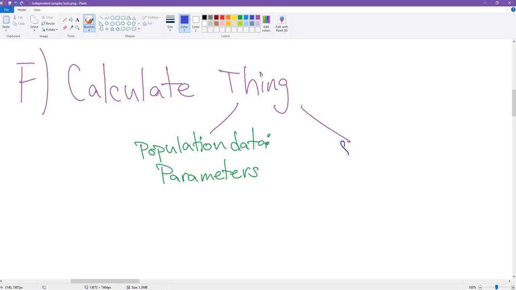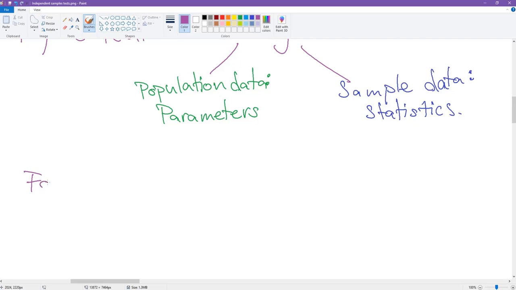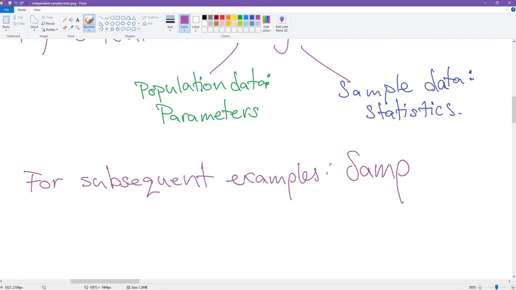And if we're dealing with sample data, we're going to be calculating statistics. Cool. I'm going to be calculating statistics here because I don't have any population data. I don't know the population mean. I don't know the population variance. I didn't collect the entire population of huskies when I was doing my collect the data step. And so for subsequent examples, I'm going to be calculating statistics, saying I've got sample data.